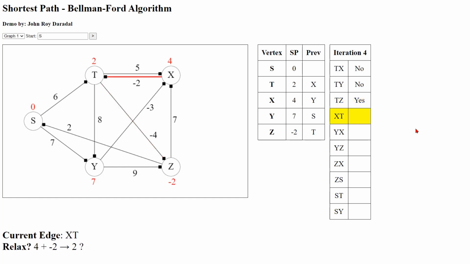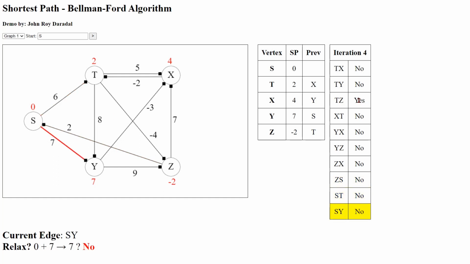How about Xt? 4 minus 2 is still 2, so skip. Yx, 7 minus 3 is still 4, so no. Yz, no. Zx, no. Because even if this one changed, negative 2 plus 7 is 5, but that is not better than 4, right? And then Zs, how about this one? Negative 2 plus 2 is still 0, so the same, no. St and Sy, still no.